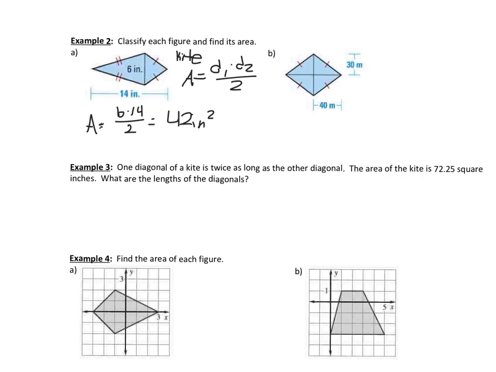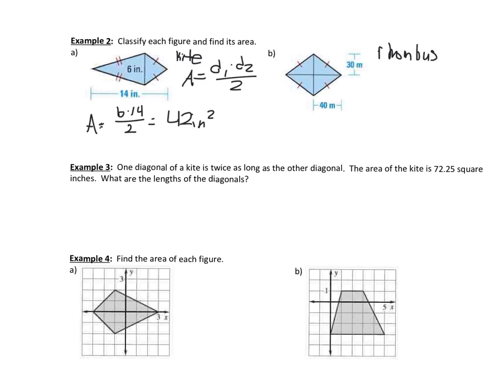All right, my next one, example B, I can see I've got 4 congruent sides, and I don't have any right angles, so it's not a square, which means this is a rhombus. I promise that does say rhombus, it's supposed to. All right, and the area for a rhombus and a kite are exactly the same. You take your 2 diagonals, multiply them together, and divide by 2.